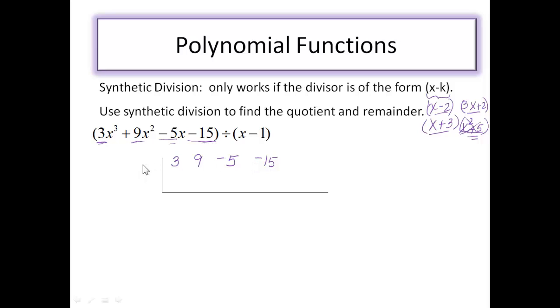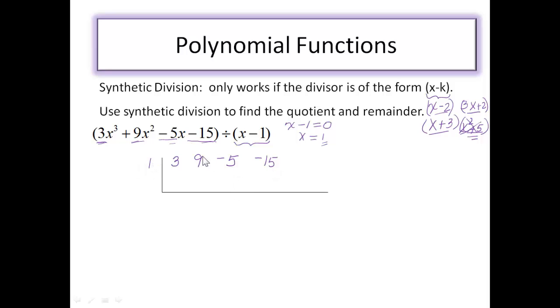Now I'm going to write my divisor in this space out here. How do I find my divisor? This is your divisor, x minus 1. What we do here is we solve for x. We set the divisor equal to 0, and we add 1 to both sides, and we get that x equals 1. That 1 that we just found is going to be my divisor in synthetic division. Okay, we've got all our numbers where they belong.